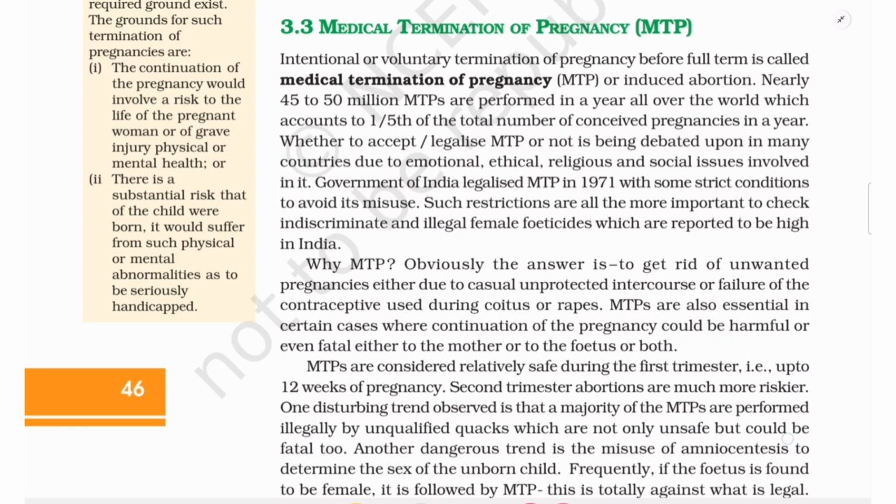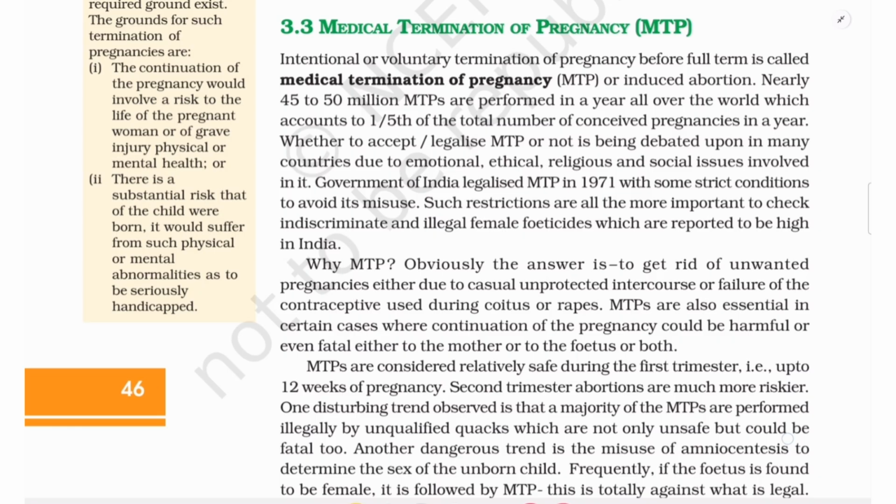Why MTP? Obviously, the answer is to get rid of unwanted pregnancy either due to casual unprotected intercourse or failure of the contraceptive used during coitus or rapes. MTPs are also essential in certain cases where continuation of the pregnancy could be harmful or even fatal either to the mother or to the fetus or both. MTPs are considered relatively safe during the first trimester, that is up to 12 weeks of pregnancy. Second trimester abortions are much riskier.